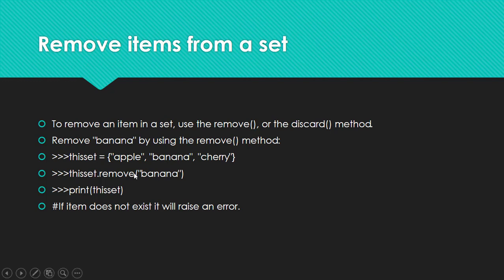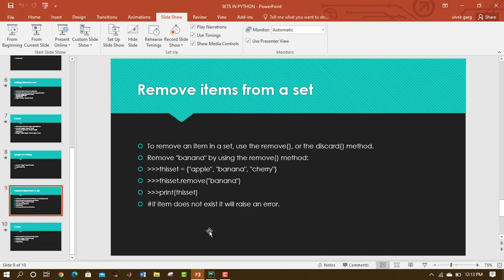It is pretty simple. It is similar to the add method only. We have this set which is equal to apple, banana, cherry. Then this set dot remove, and in the parentheses we pass the item that we want to remove. Then we simply print this set. But note down, if the item does not exist, it will raise an error. Let me show this to you on PyCharm.